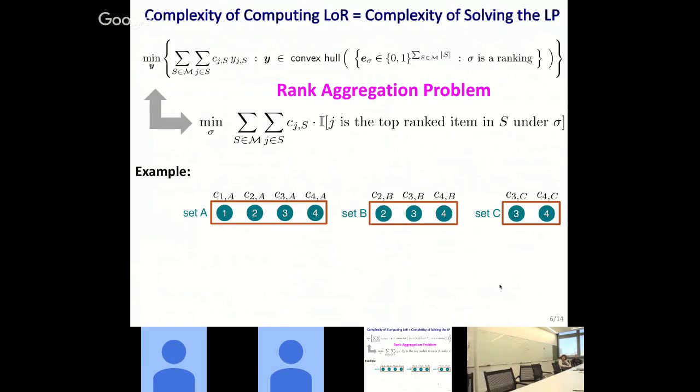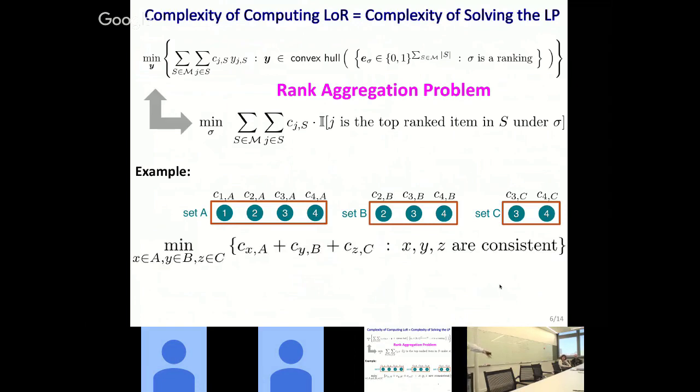So what I want to make an observation here: if you look at the inner sum in this optimization, I claim that there will be exactly one term in that inner sum that's non-zero. Because for every ranking sigma, for every subset S, there will be exactly one product j in that set S that is the top-rank item, and that is the j for which this indicator will be 1, and you pick up that c_jS. So we can write the rank aggregation problem as this seemingly simple optimization problem, right?